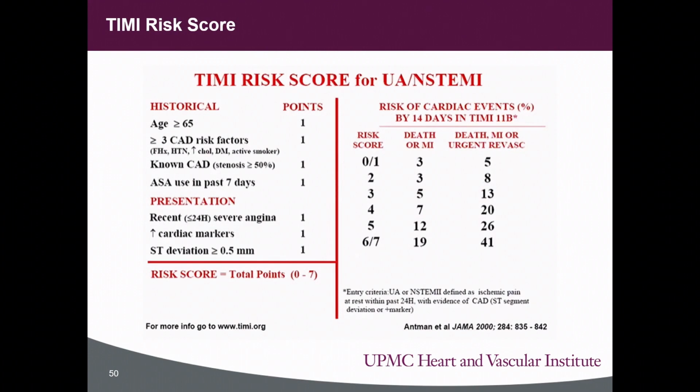And so the factors here are age greater than or equal to 65, greater than or equal to 3 CAD risk factors, a history of CAD, aspirin use in the past 7 days, recent severe angina, less than or equal to 24 hours, increased cardiac biomarkers, and ST deviation greater than or equal to 0.5 millimeters. So this risk score is based on total points of 0 to 7. And you can see there increasing risk of coronary events as you go up to the higher scores.